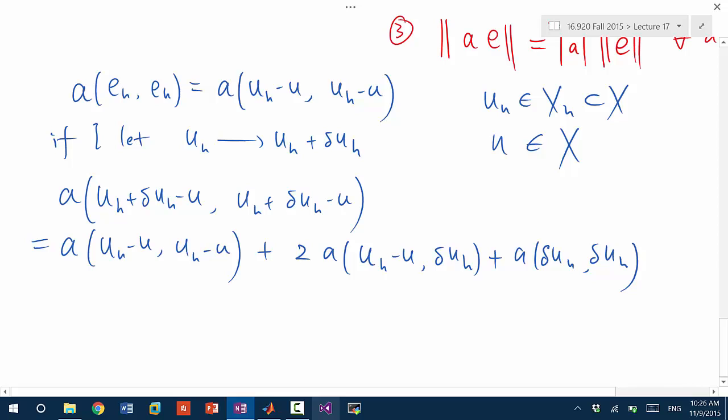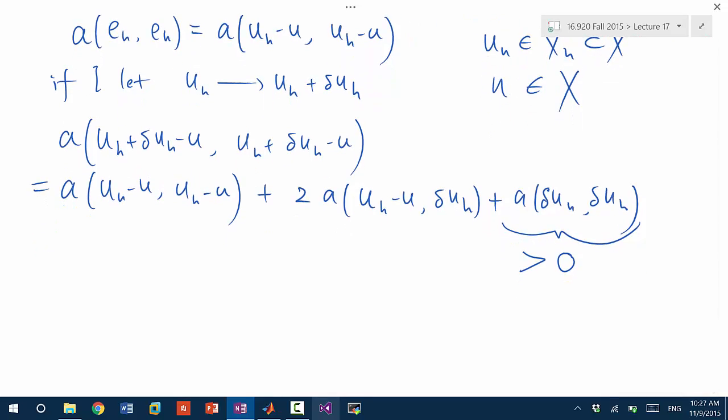This term we know has to be greater than 0 unless delta UH is 0, right? Because we have symmetric, and it doesn't matter that it's symmetric, we have positive definite in A. In this derivation, we can collapse 2 terms into this term using the symmetric property, but here we are using the positive definite property. Okay, so in order for me to show that the energy norm of the error of the perturbed solution is greater than the energy norm of the error of the finite element solution, we only need to show that this term is what?